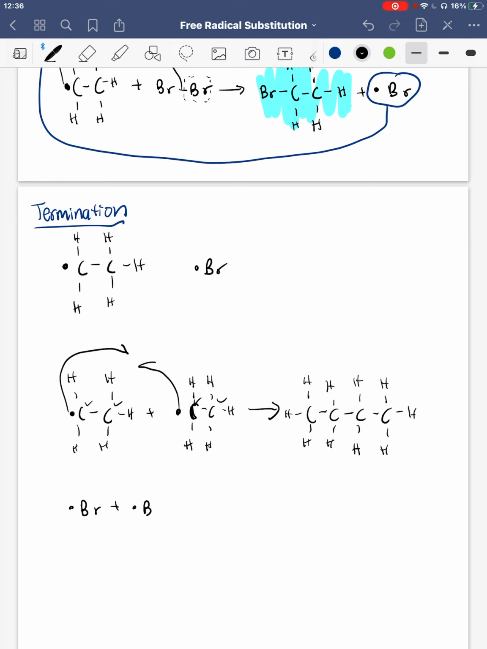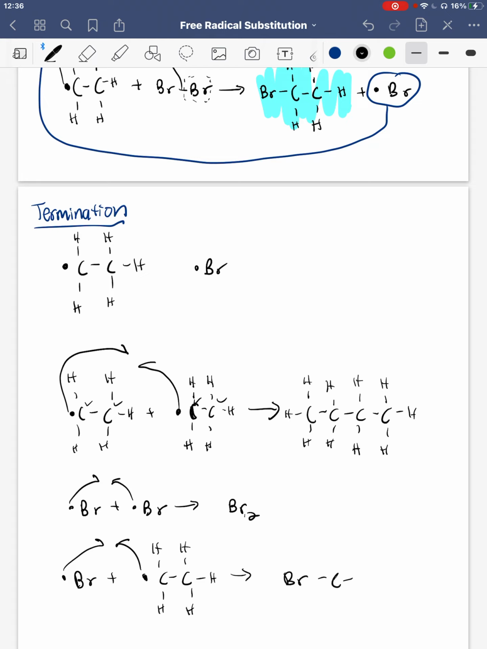One Br and another Br can combine to form Br2, which was actually one of our reactants. So in termination, we end up forming a reactant all over again. And then the other option is my Br radical could combine with my ethyl radical. Here we go. To yield bromoethane. Sorry if I said that weird. Which this step actually gives us a little bit more product that we were expecting.